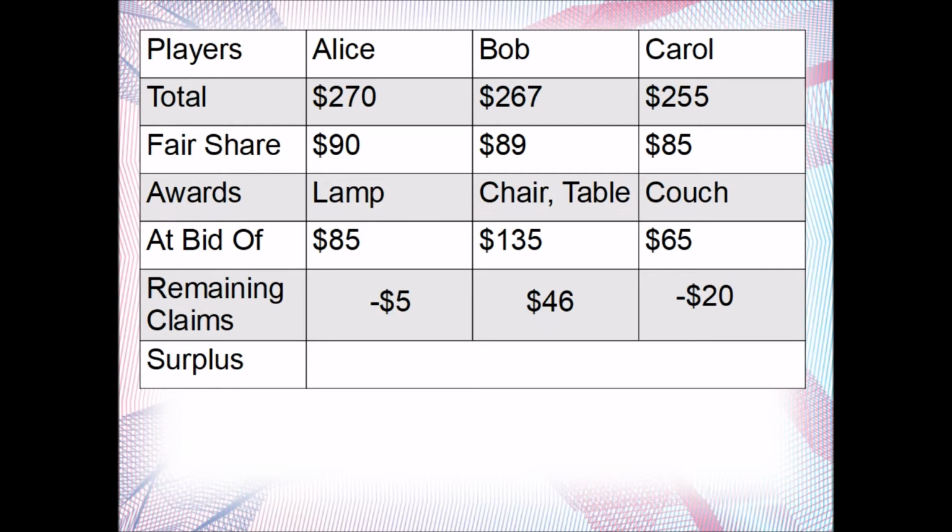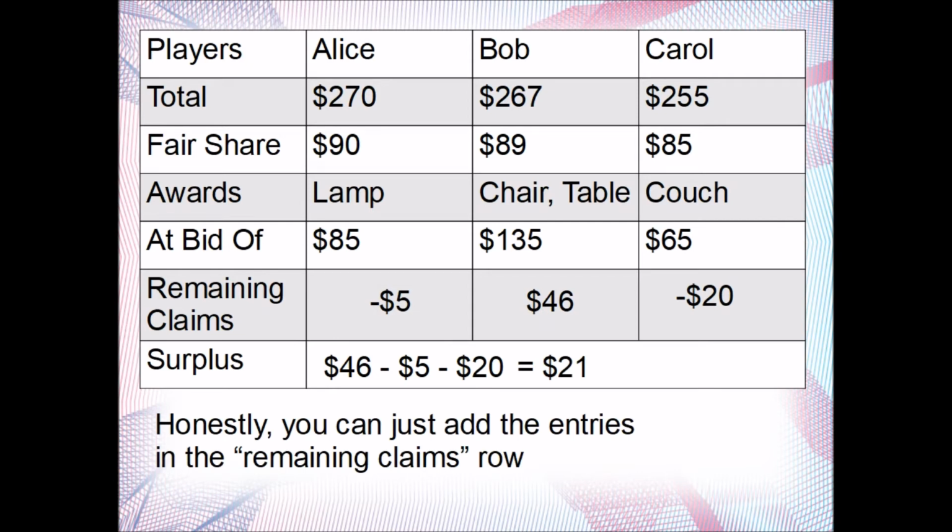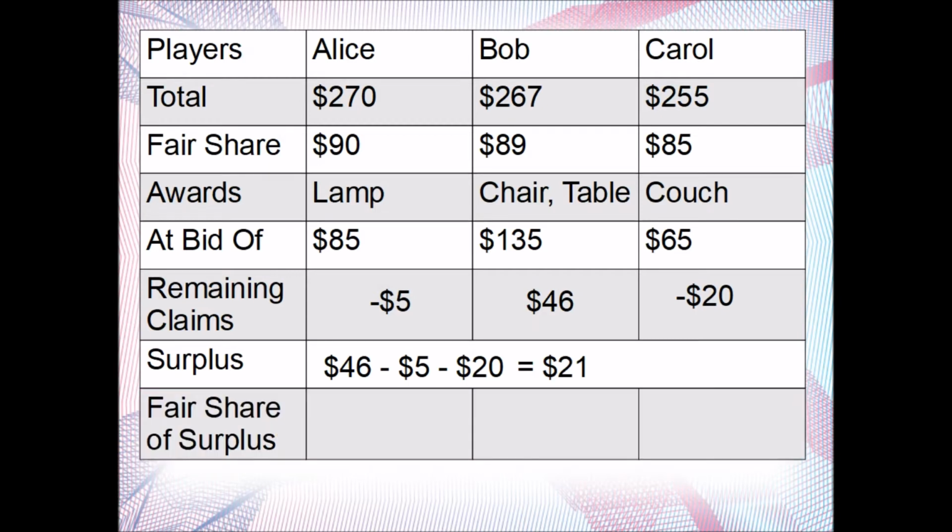So the surplus is basically, as I said, the difference between what Bob gives me and what I pay out to Alice and Carol. So Bob gave me $46. I take away 5 to give to Alice, and I take away 20 to give to Carol. So if I do the subtraction here, that's $21. You don't have to think too hard about finding the surplus though, because you can just add all of the entries in the remaining claims row. -5 plus 46 plus -20 is $21. Math works nicely that way. So now I have $21.